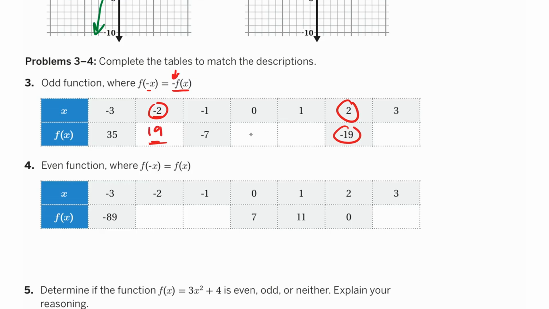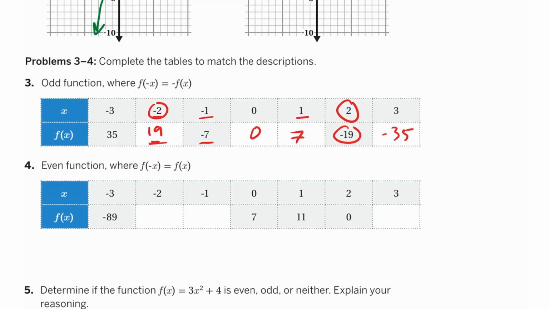0 could really be anything here, but because of the rotational symmetry it has to be 0. This one is going to be the opposite, which is going to be +7, and this one here is going to be -35. So every opposite input gives us the opposite output.